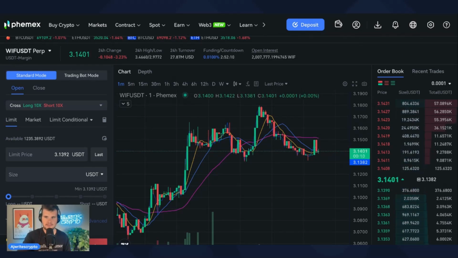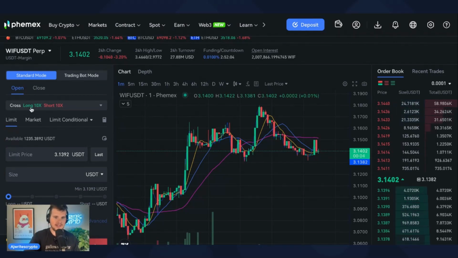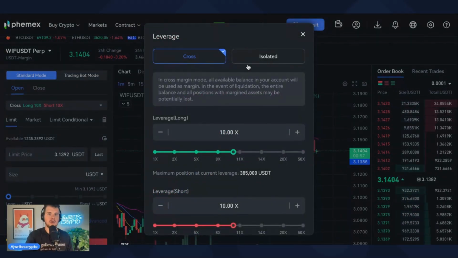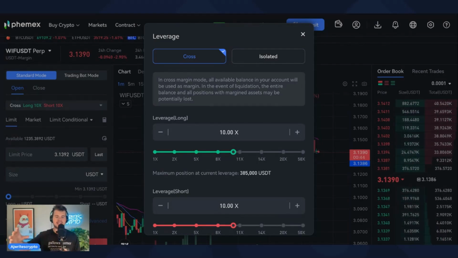All right, so next part here is that the first thing you want to do is you want to realize what kind of trade you're doing. Right here, it says long 10x, short 10x. You're going to click this here. So there's cross and there's isolated. So in a cross trade, like say you were about to get liquidated, instead of you getting liquidated in a cross trade, it would use the tether that is outside of that trade to keep your position alive. This is not ideal.